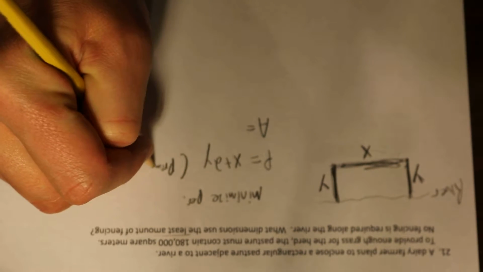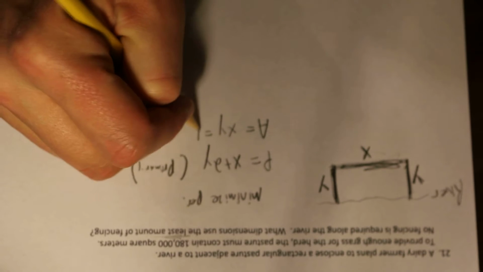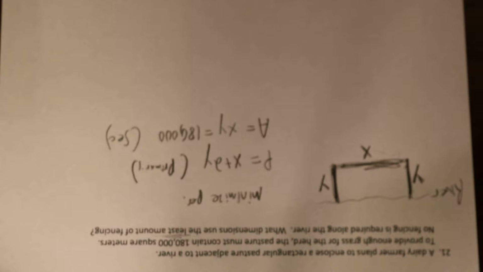The area, as our secondary, by the way, this is our primary equation, because this is what we're trying to minimize, is perimeter. The area is fixed. It's got to be 180,000. So I can say x times y equals 180,000, and that is going to be our secondary equation.